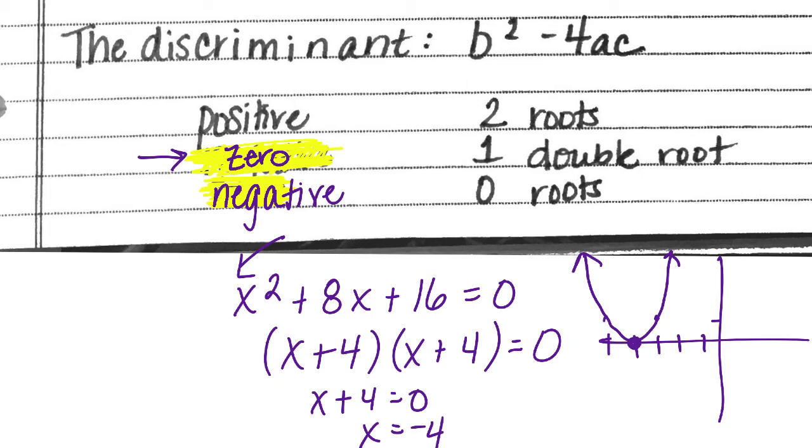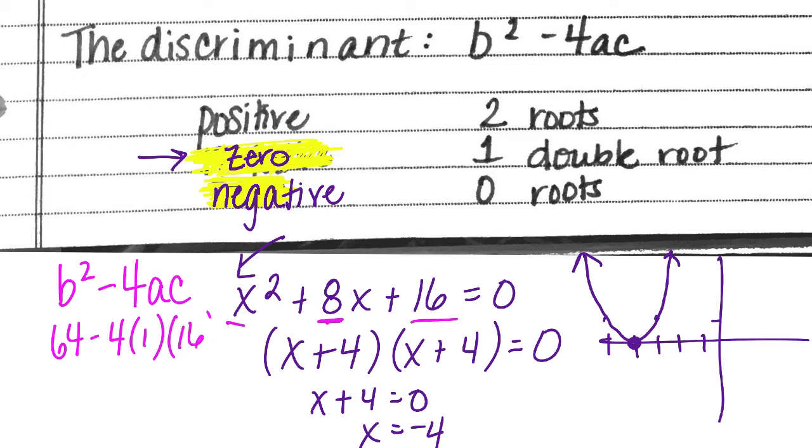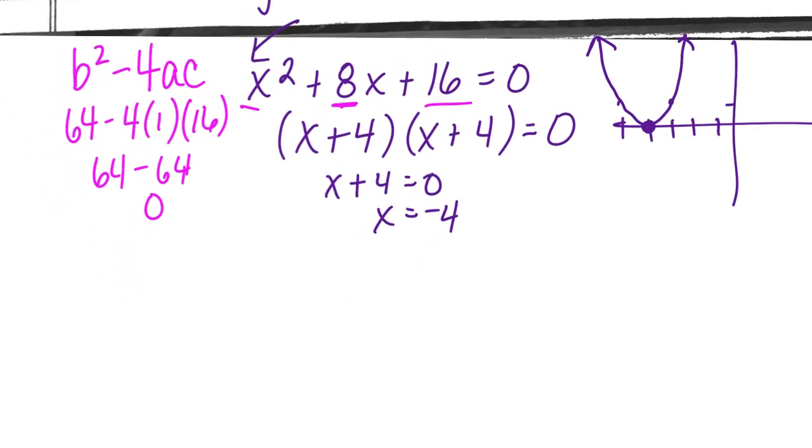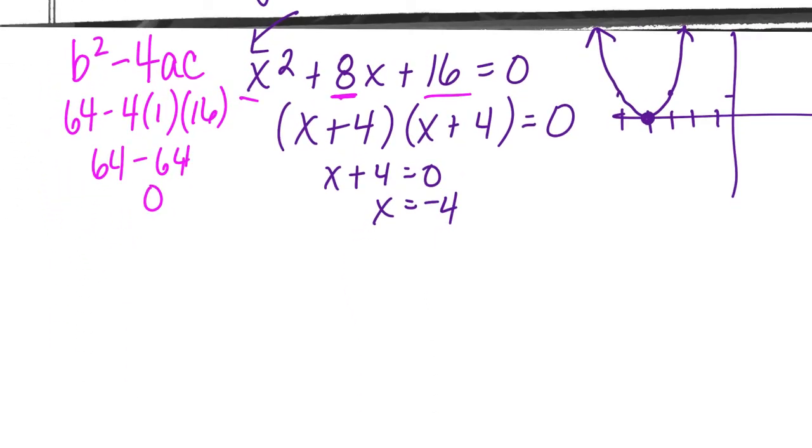Let's look at that discriminant. That discriminant is b squared minus 4ac. Well, b squared is 64 minus 4 times a times c, which is 16. Well, 64 minus 64 is going to give me a discriminant of 0. Now, I didn't have to use the quadratic formula to solve this. I knew how to solve it just by factoring, but let's go ahead and look at the quadratic formula. We don't have to. We already know the solution.